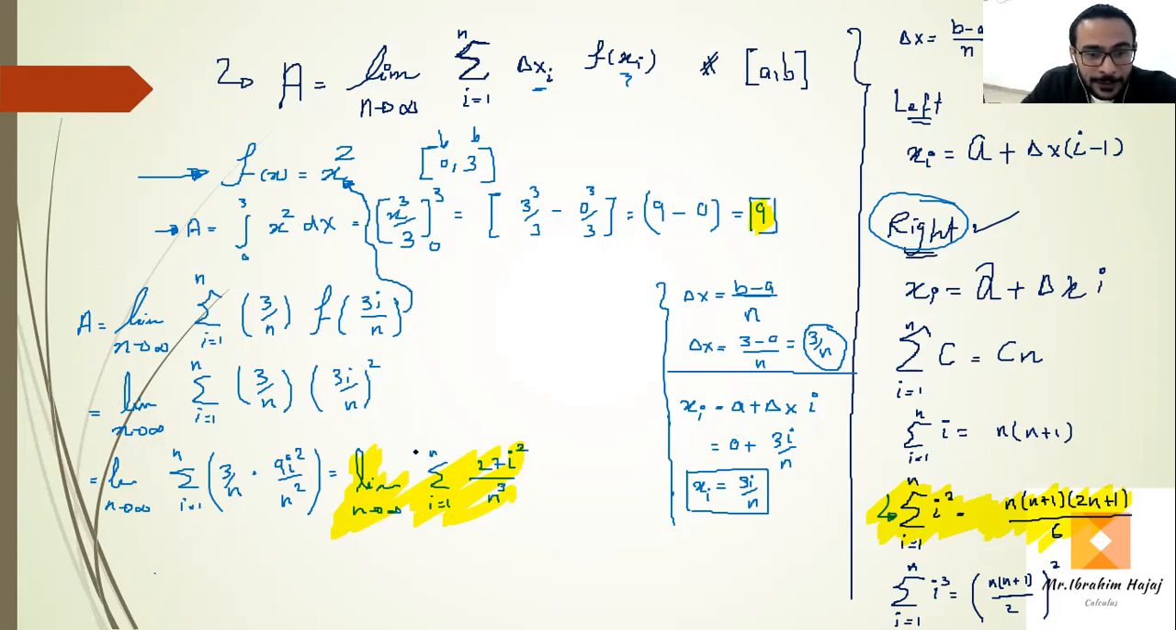So (3i/n)² is 9i²/n², multiplied by 3/n gives 27i²/n³. Yes, so we have the limit as n approaches infinity of the sum from i=1 to n of 27i²/n³. But you know that the summation from i=1 to n of i² is n(n+1)(2n+1)/6, a ready rule for the summation of i². So we will substitute it in place of the i².